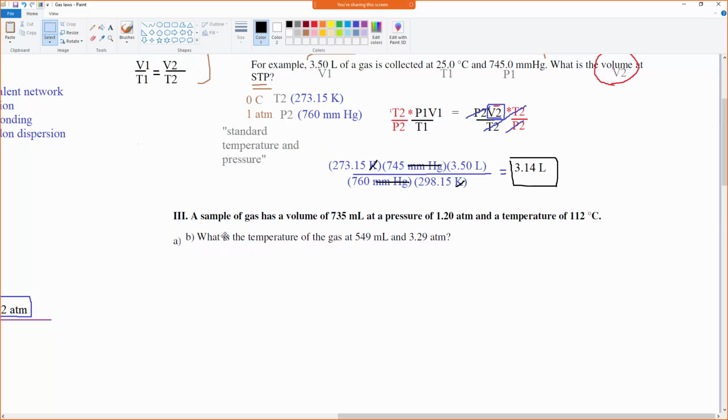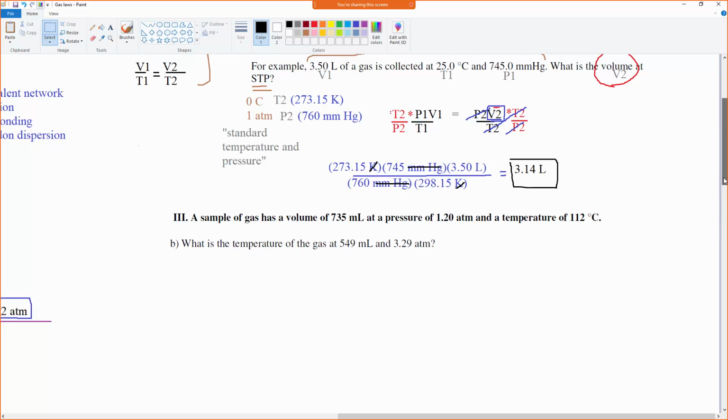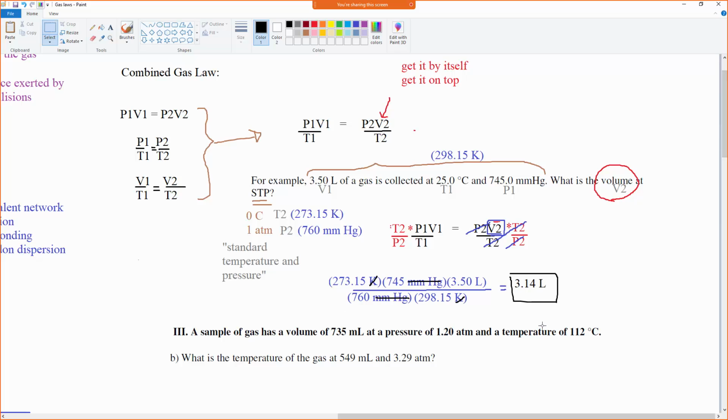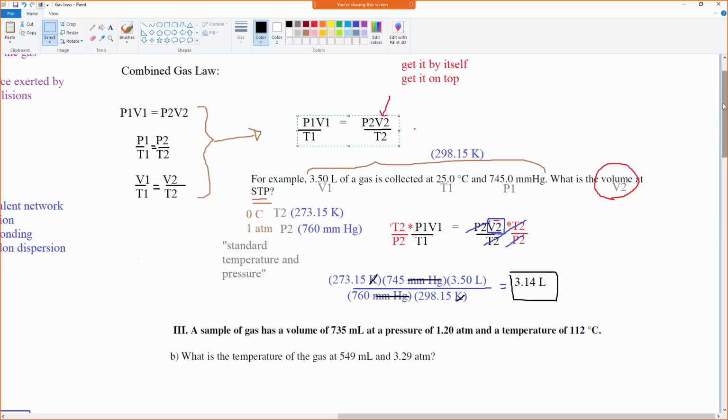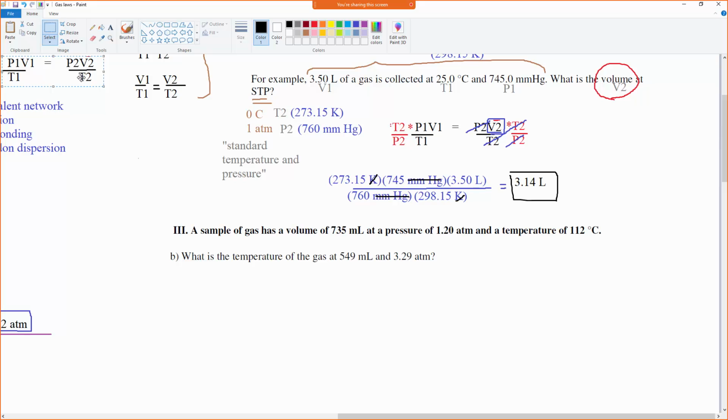What is the temperature of this gas at 549 milliliters and 3.29 atmospheres? So again, they give us volume, pressure, temperature, and they want to know temperature if I have a different volume and a different pressure. So that tells us we're going to use the combined gas law, which has all 6 of those variables in it, from the initial conditions to the final conditions. So that's our combined gas law.